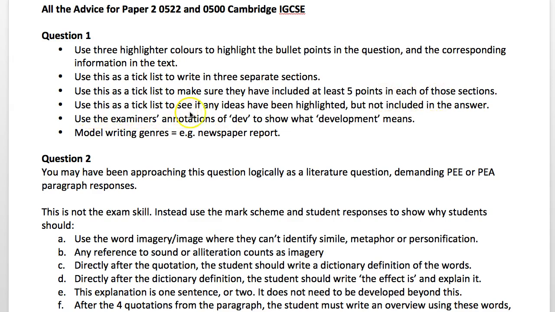Use this as a tick list to see if any ideas have been highlighted on your paper but not included in your answer. So when you've finished writing, go back and check and see which ones are still left to put in, and then put them in. Use the examiner's annotation of dev to show what development means. So this is advice to teachers, and you have to look at my videos to see what development looks like.